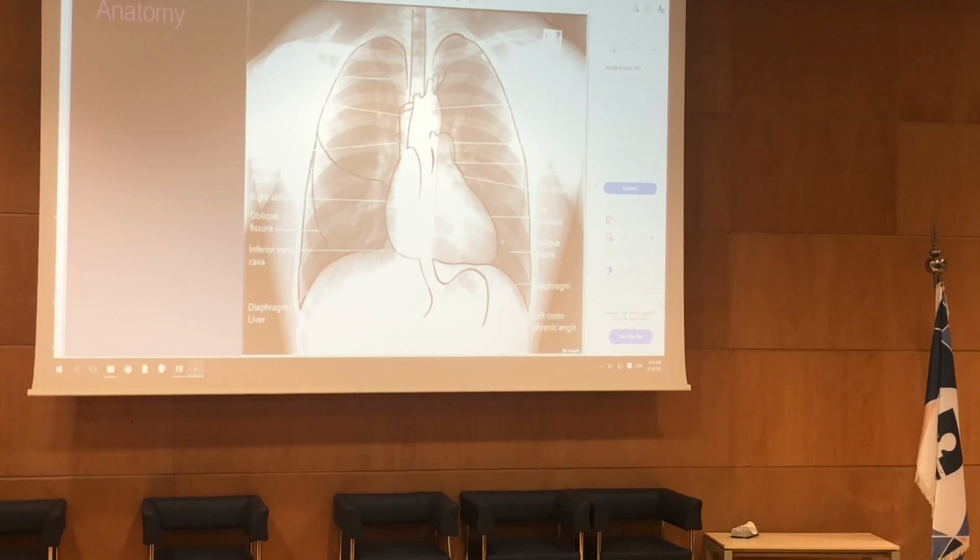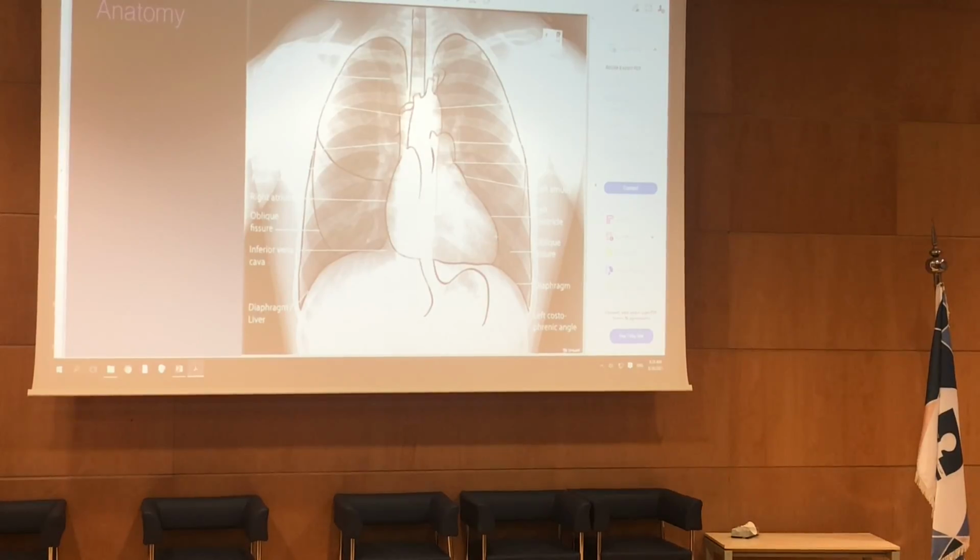Okay? So what is this part? Who knows what this part is? The one that's bordering the left ventricle or the apex of the heart. So it's called the lingula, right? And so the left lung has only 2 major lobes, the upper and the lower.